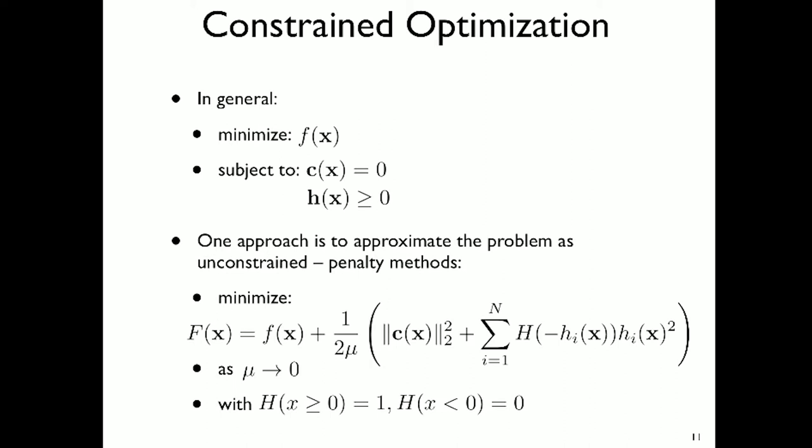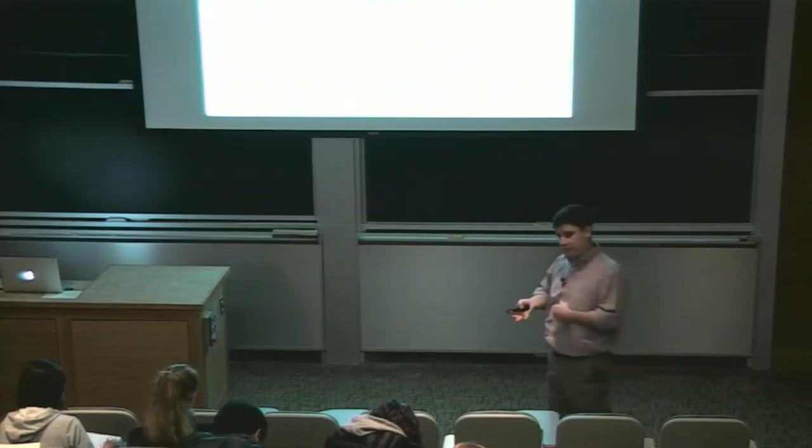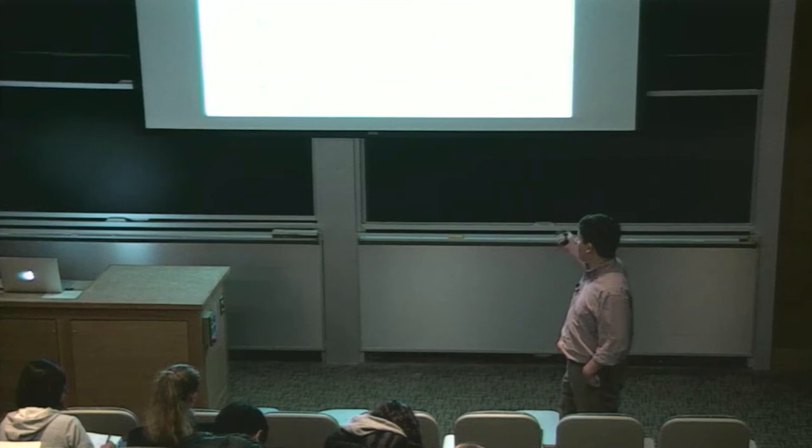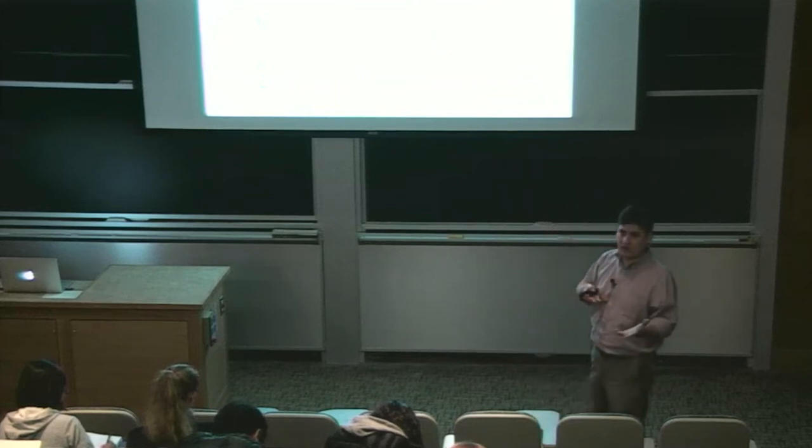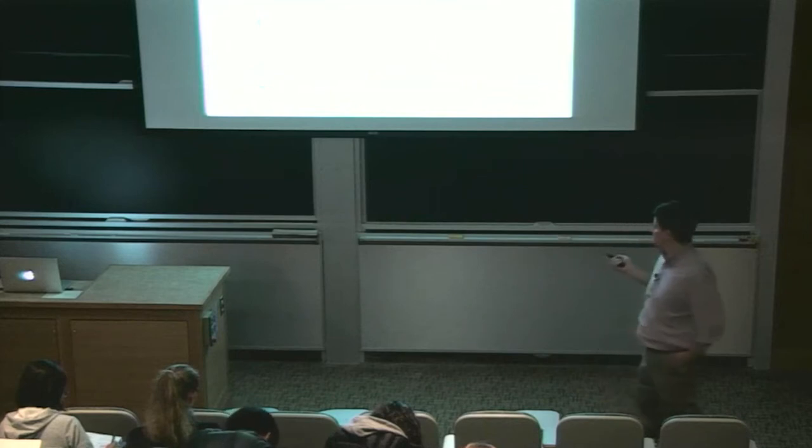Well, this is an old idea. People knew this was bad for a long time. It seems natural, though, right? It seems like a good way to transform from these constrained optimization problems to something we know how to solve, an unconstrained optimization problem. But actually, it turns out not to be such a great way to do it, okay?